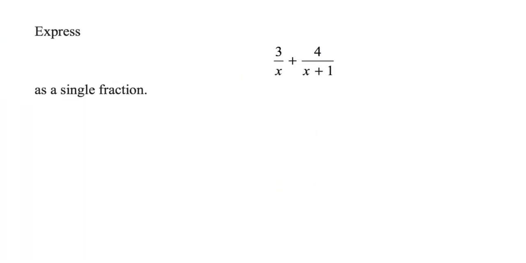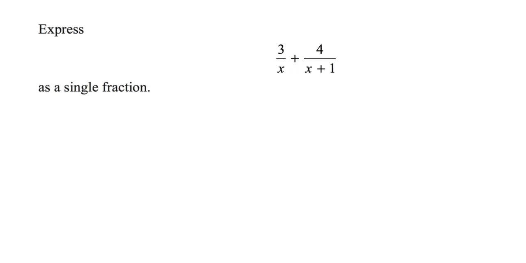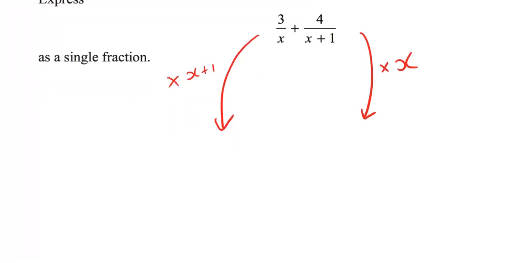Let's take a look at a slightly more challenging example. We've got 3 over x plus 4 over x plus 1. We're doing identical stuff though. We're going to times this left-hand side one by x plus 1. We're going to times the right-hand side by x, and that way we're going to create that denominator that's the same. Now, we're not asked to simplify, and we are going to leave our answer in kind of factorized form.